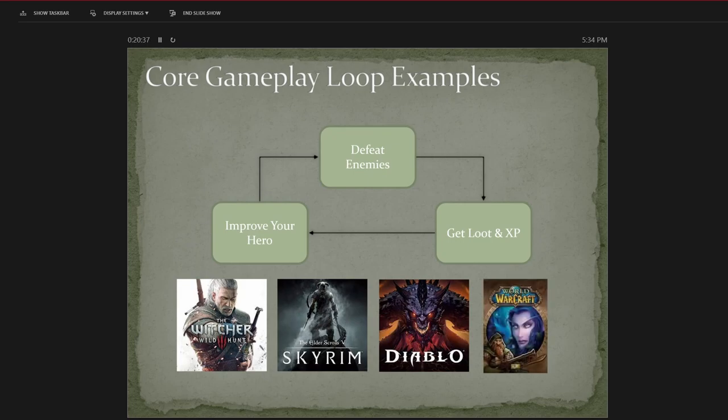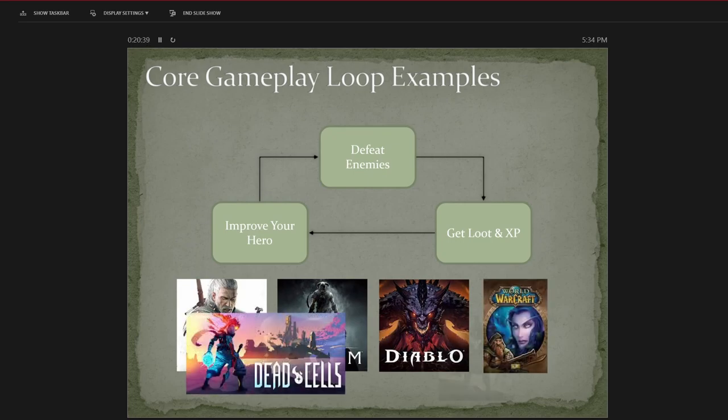If you said World of Warcraft, correct. If you said Dead Cells, correct. If you said Destiny, correct. All of these games have that core gameplay loop. You defeat enemies to get loot and XP, to improve your hero, so you can defeat more enemies, so you can get loot and XP, so you can improve your hero, and so on and so forth into infinity.